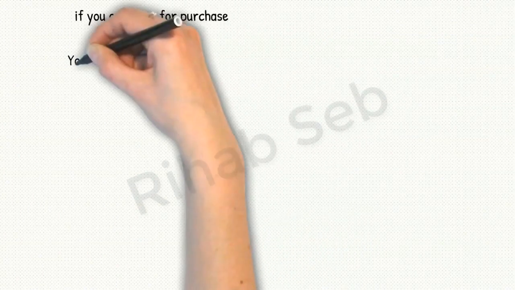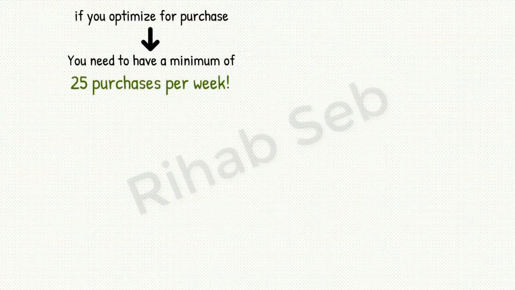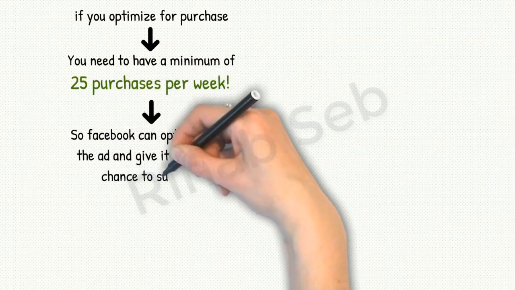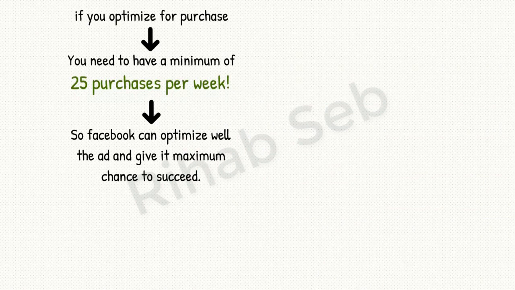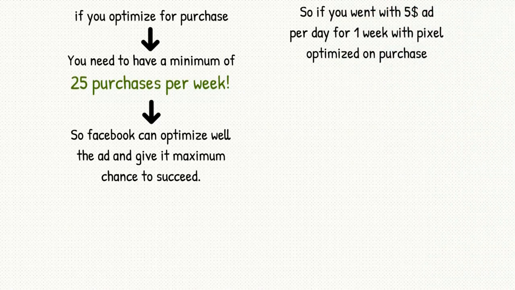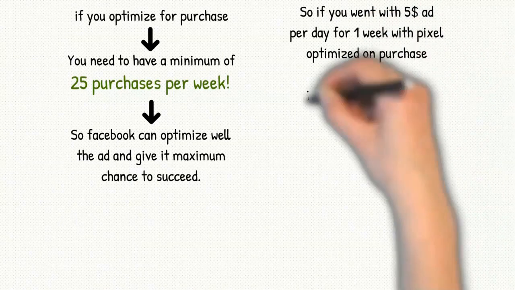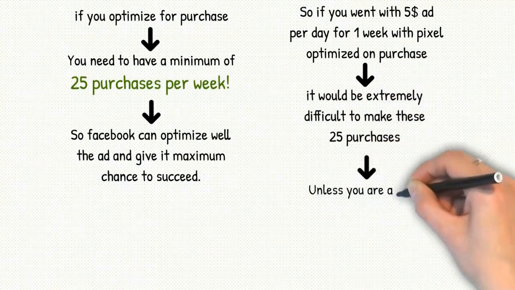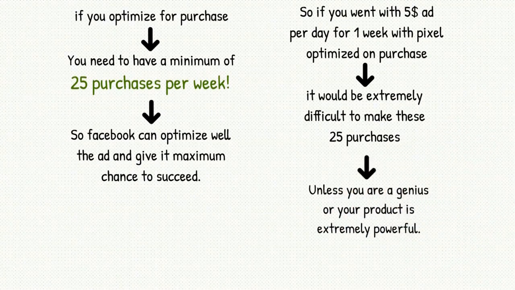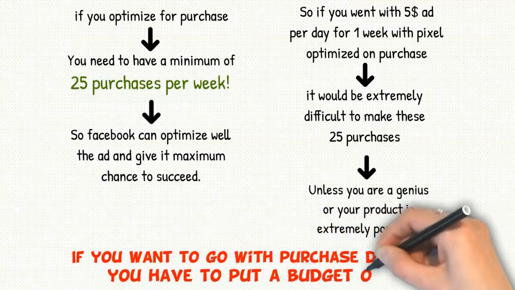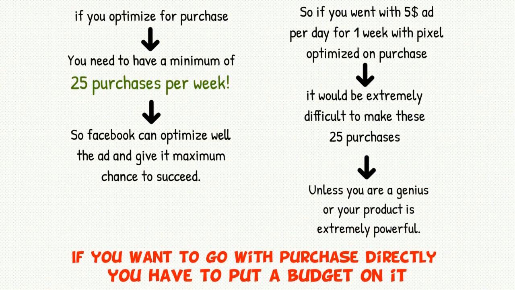So if you optimize for purchase, you need to have a minimum of 25 purchases per week, so Facebook can optimize the ad well and give it maximum chance to succeed. So if you go with a $5 ad per day for 1 week with pixel optimized on purchase, it would be extremely difficult to make these 25 purchases, unless you are a genius or your product is extremely powerful. If you want to go with purchase directly, you have to put a budget on it. Let's take an example.